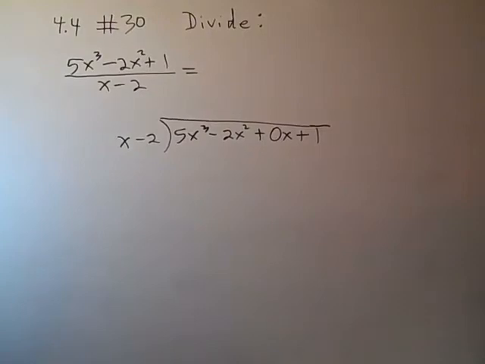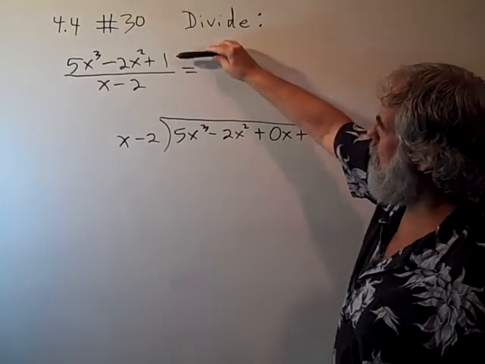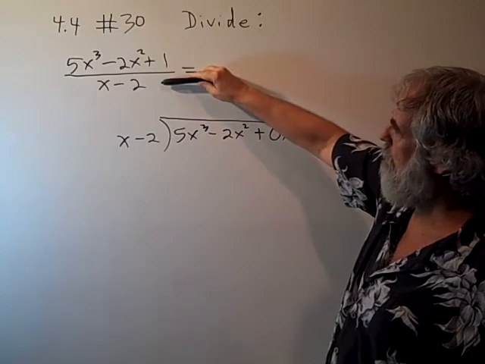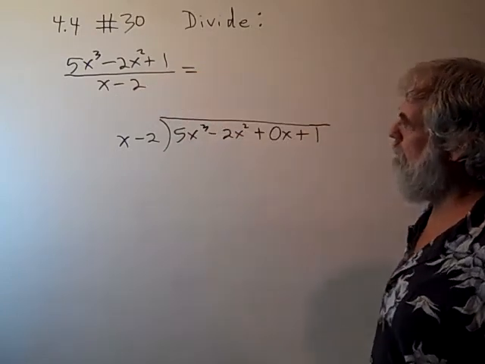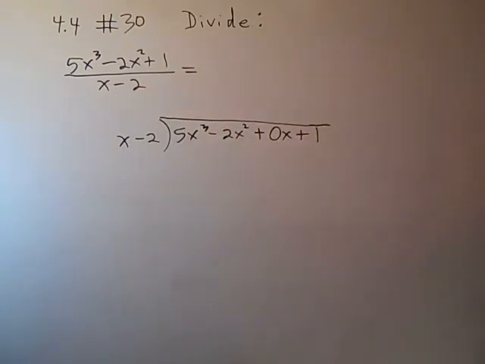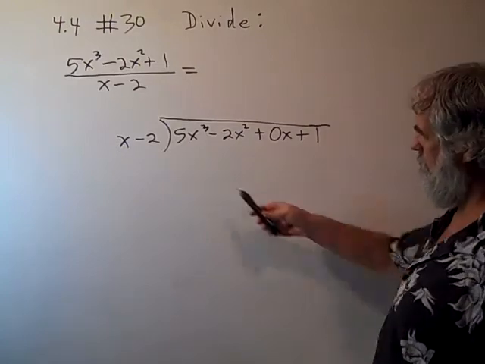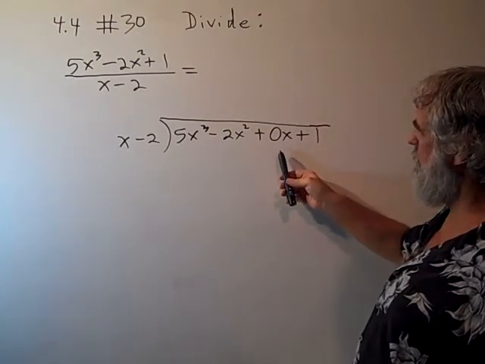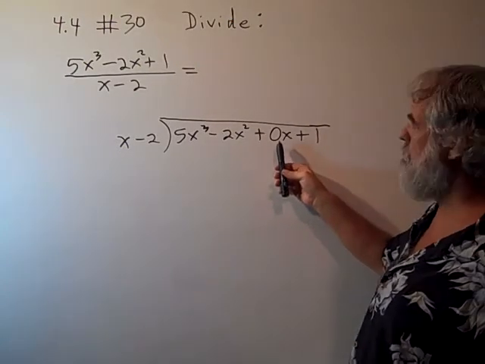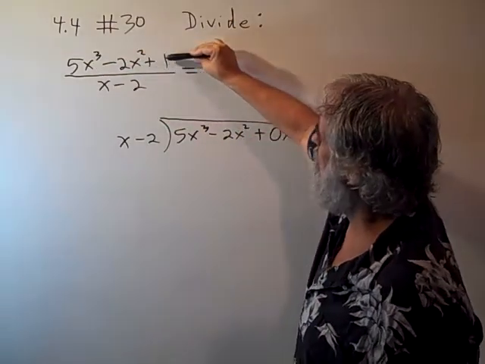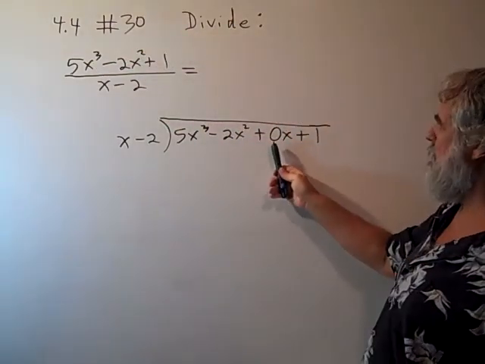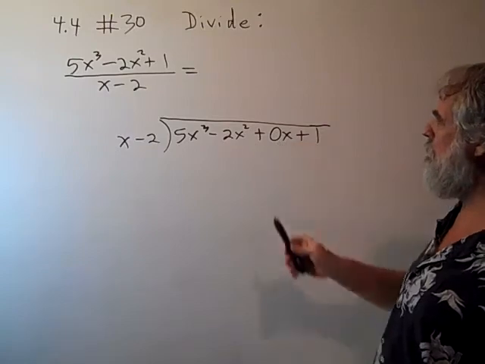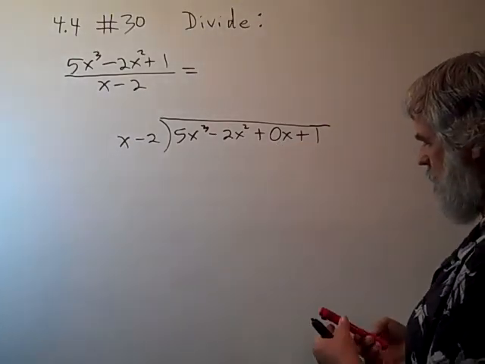So in this problem, we're going to divide that cubic in the numerator by this linear polynomial in the denominator, binomial. So, okay, I've set up the long division to start working on it. Notice I needed a placeholder for x. There's no x term in the numerator, so we had to give it a 0x term. That placeholder is very important. So now we're set up to start.